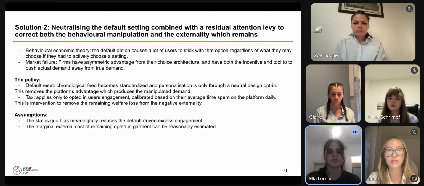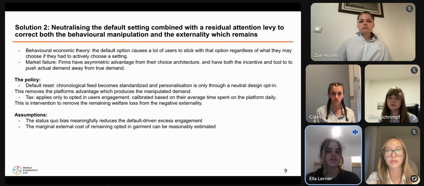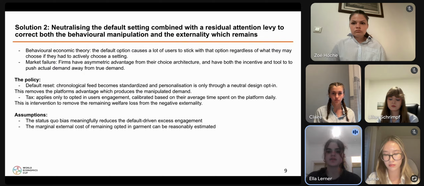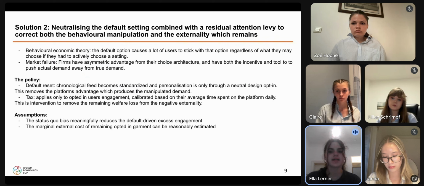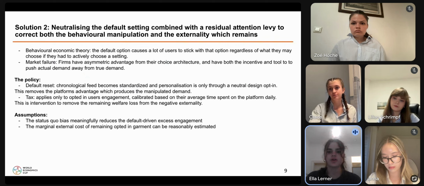The second component is a tax on all platform advertising revenue, but only on the revenue from the users who opted in for the personalized algorithm. This would incentivize the firms to pursue the socially optimal level of engagement rather than the profit-maximizing one, which would reduce the externality. The tax would be calibrated depending on the average daily time the opted-in users spend on each platform, and the revenue would be put towards a public fund for digital literacy and mental health programs, which would likely offset welfare loss.